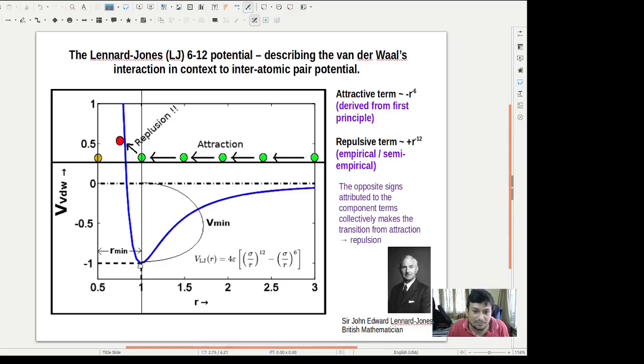If we keep increasing the proximity of these two atoms, then one atom will fall on top of the other atom, there will be steric clash, which we call short contacts, and there will be repulsion. That's what is described in this diagram. The opposite signs attributed to the component terms collectively make the transition from attraction to repulsion.